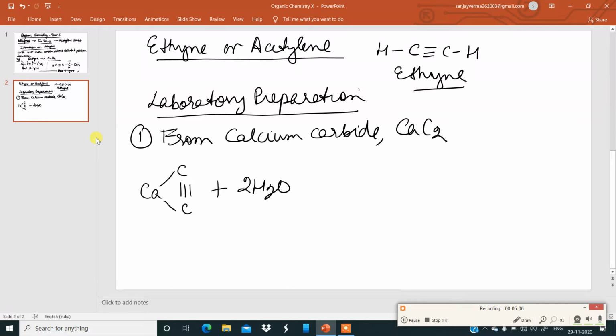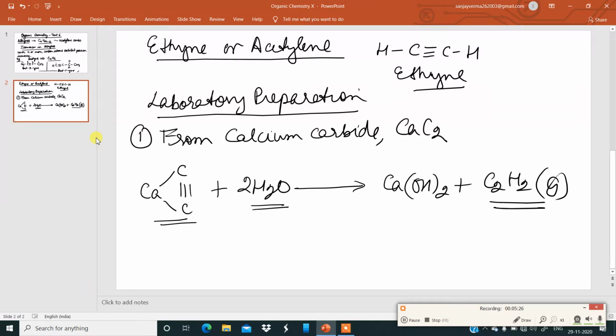in, say, a round bottom flask, and then the reaction happens between calcium carbide and water. What is formed over here? The products formed are calcium hydroxide and ethyne, C2H2. This is a gas. Now this gas is collected over water. Remember, ethyne gas is collected over water by downward displacement of water. It is slightly soluble in water.